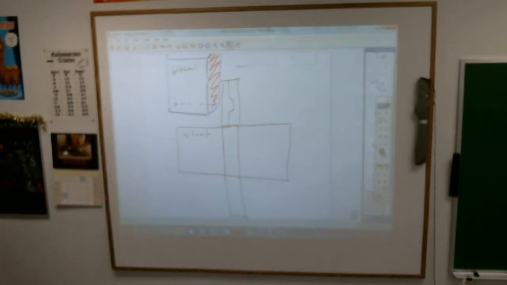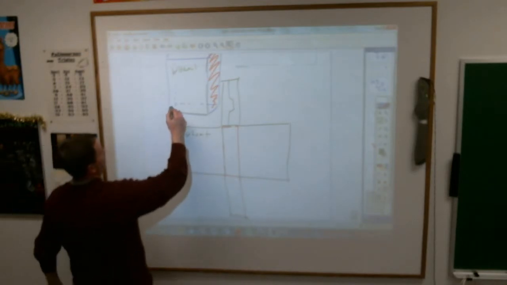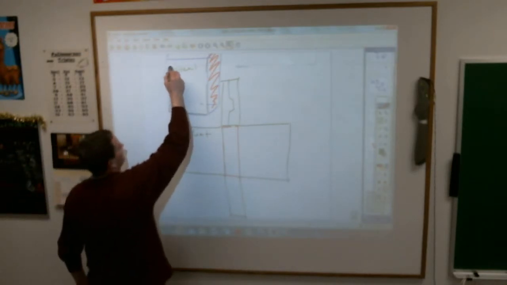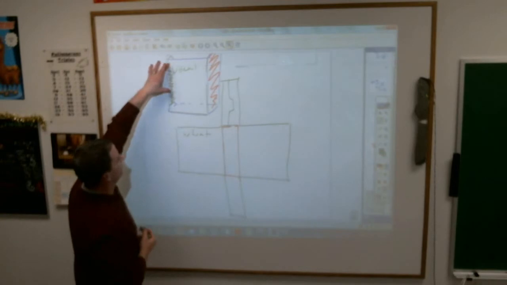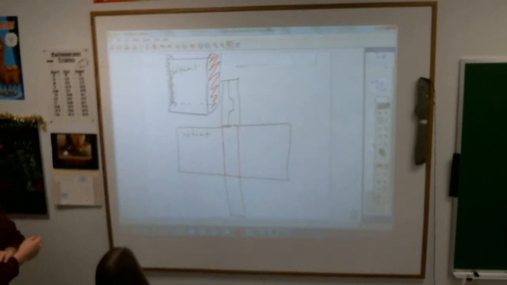How many sides do I have right now? 1, 2, 3, 4, 5. What piece am I missing? This one right here, right? Where could I put that on my net? By the way, there's a bunch of different answers. Grace, come up here and draw it, and we'll see if you agree with where Grace puts it. The only thing we're missing now is this side over here. Where could you put that?